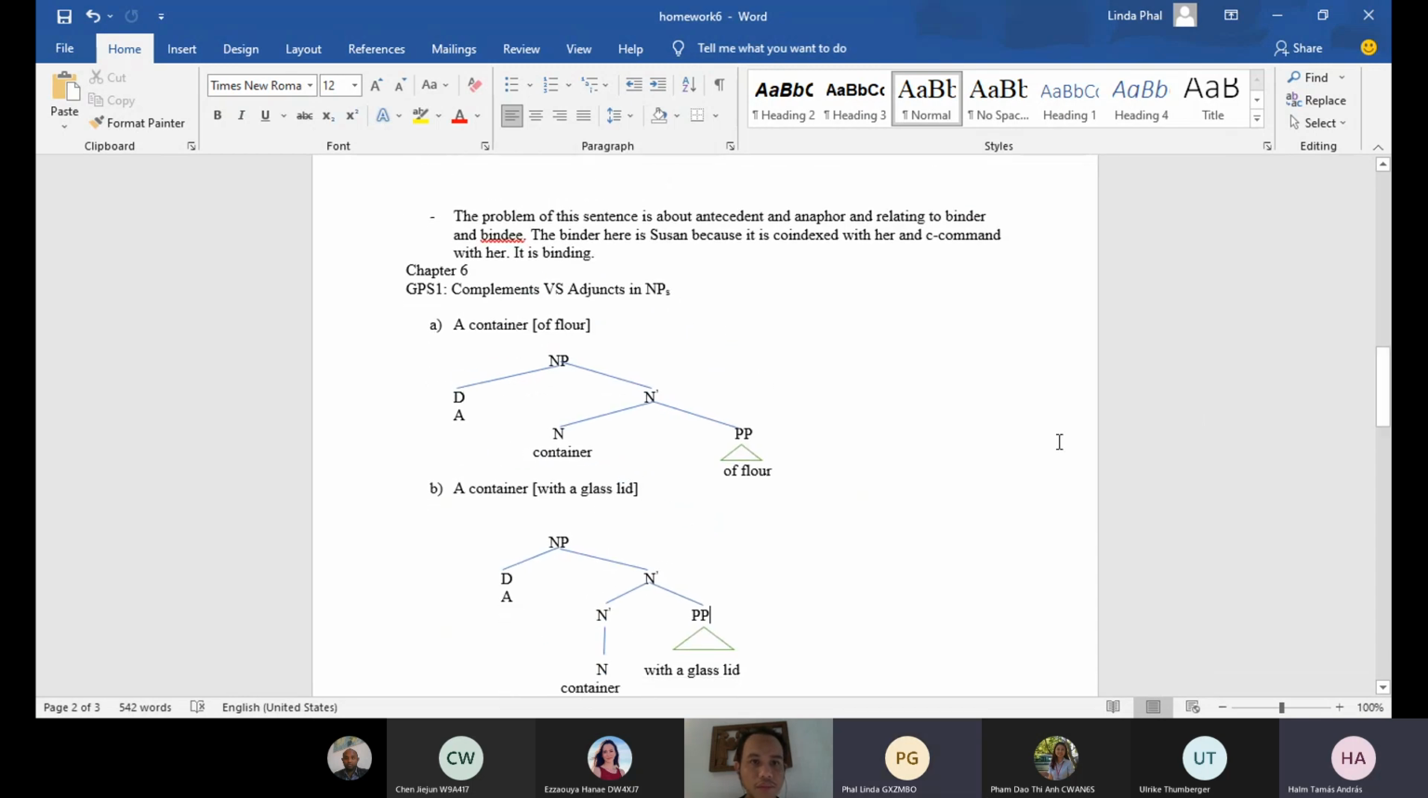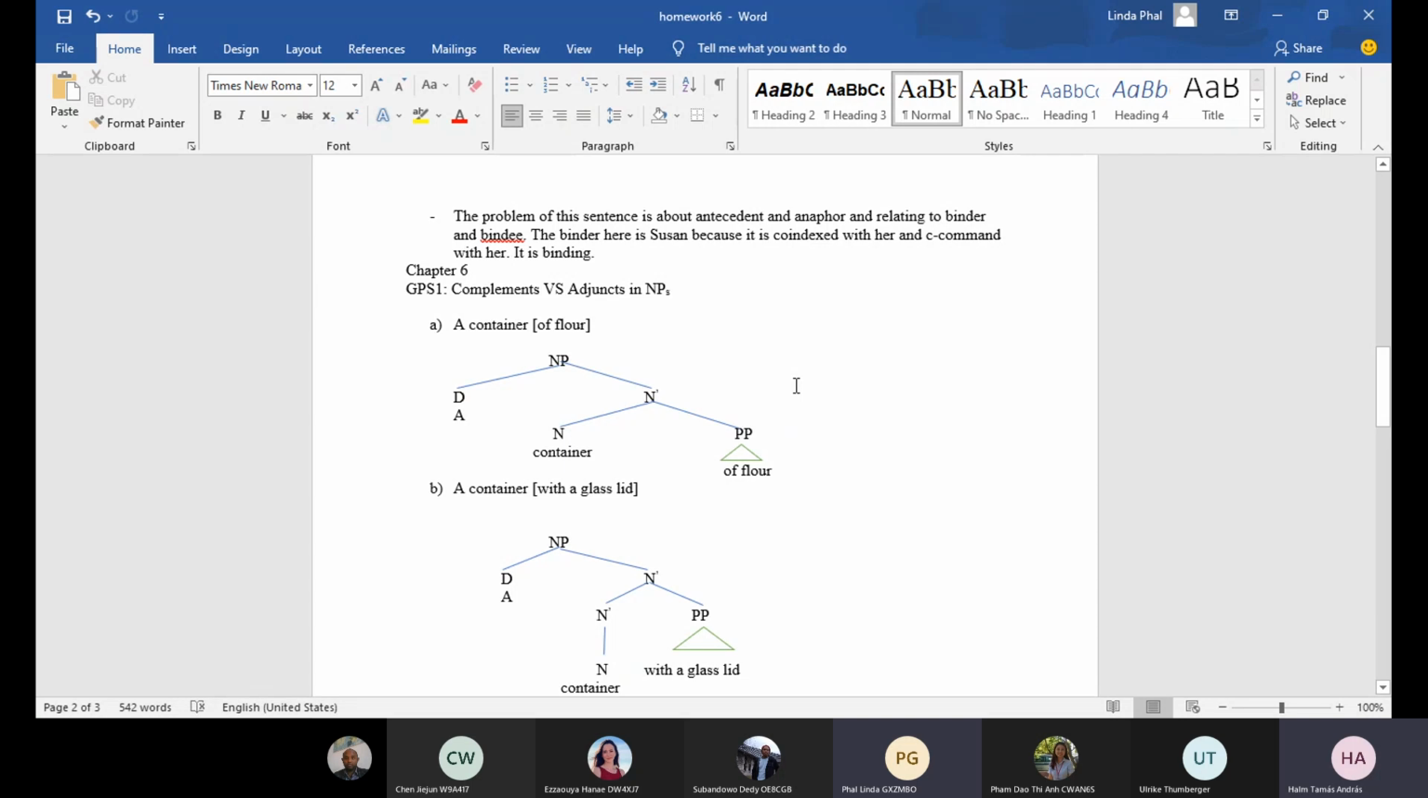So I draw like this. A is the determiner, and the two noun phrase, and container is another noun, and of flour is the prepositional phrase. Yes. That's right. I think this one is a complement.